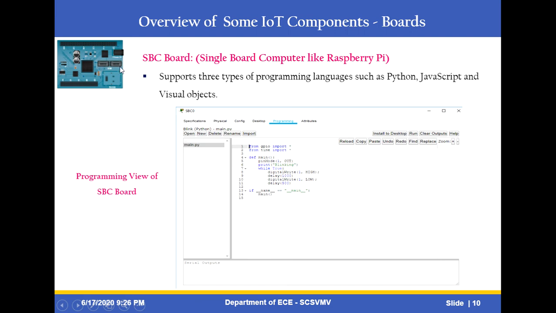Here also, when you click on SPC, there is a programming view of the SPC board. Here there are a lot of options available, like on the MCU. Here one more option is available for programming. What is the difference between this MCU and SPC? SPC has programming, and MCU also has programming. Here the advanced type is especially for Python, JavaScript, and the visual objects programs. Here also there are specifications, physical, configuration, desktop, programming, and attributes menus.